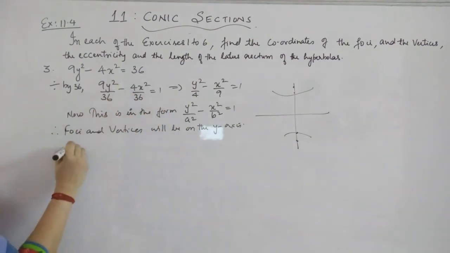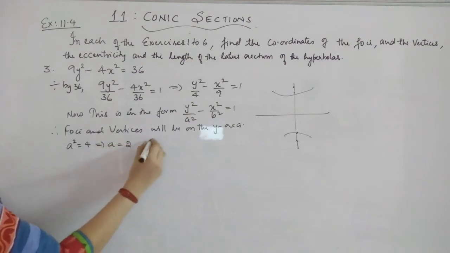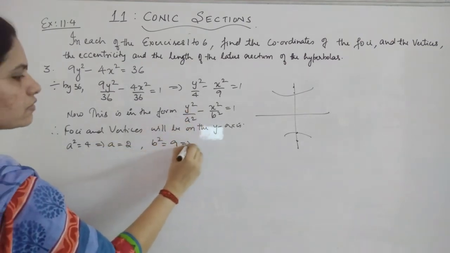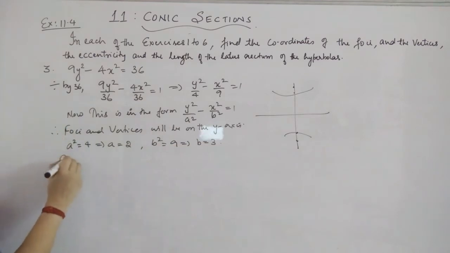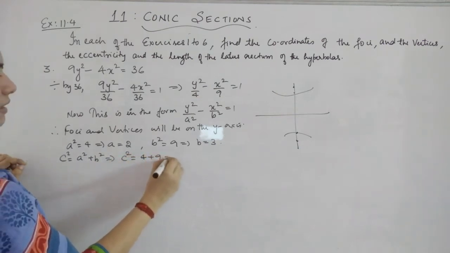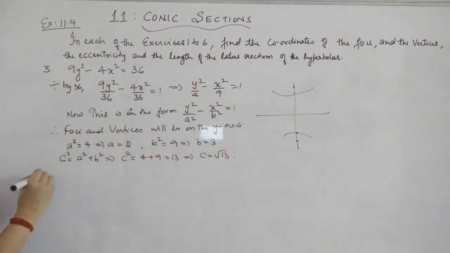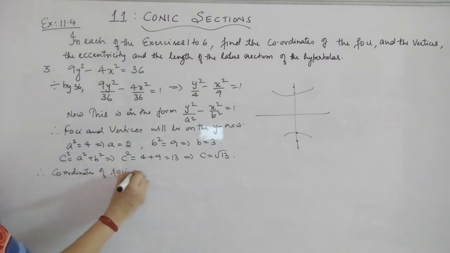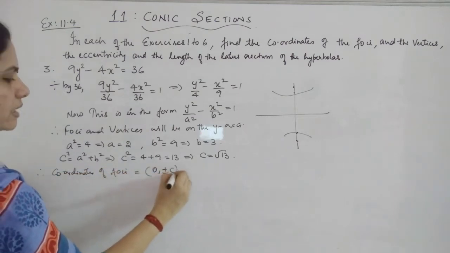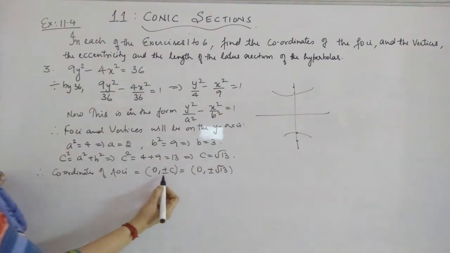Now comparing, you will get a square is equal to 4, which will give you a as 2, and b square is equal to 9, which will give you b as 3. Now what is c? c square is a square plus b square, which will give you c square is equal to 4 plus 9, that is 13, or you can say c is equal to root of 13. Now we will go for the coordinates. Coordinates of the foci is 0 comma plus or minus c, which is 0 comma plus or minus root 13, because it is on the y-axis.